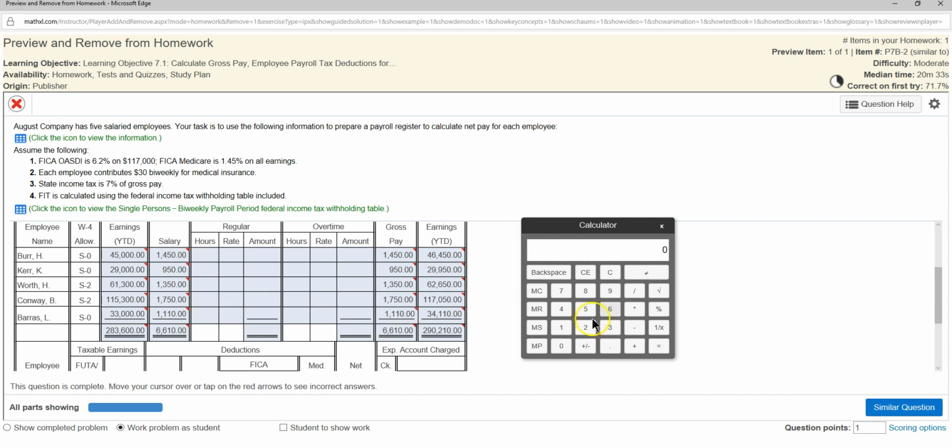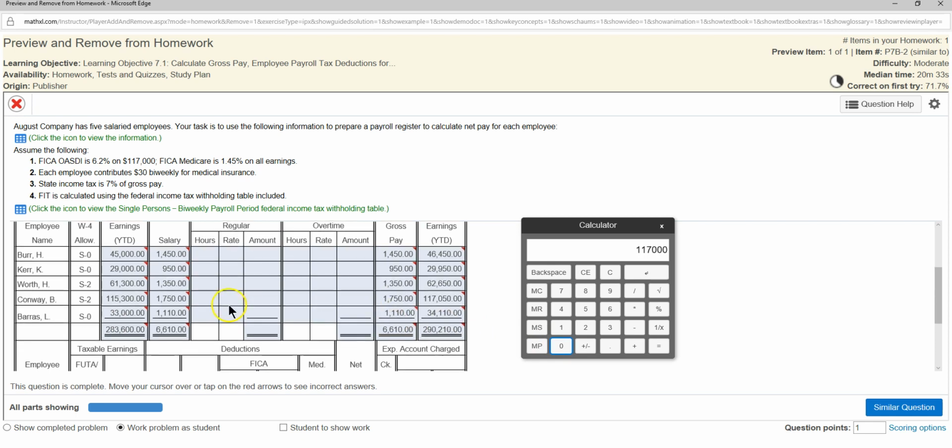So I'll put in 117, because we know that's the ceiling, and prior to this week she earned 115.3. So we're going to subtract the 115.3 from that and determine that only $1,700 of her current salary, all but $50 of it, because 50 of it went over the limit.